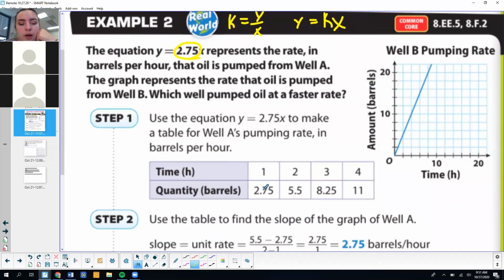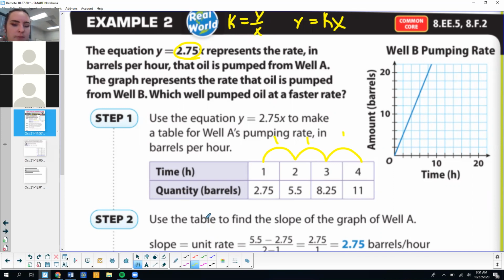So in 1 hour, we've got 2.75 barrels of oil pumped. In 2 hours, we pump 5.5 barrels. 3 hours, 8.25 barrels. 4 hours, 11 barrels. So this means we're jumping at a certain rate. In this one, I can already tell we're jumping at the rate of 1 per hour.